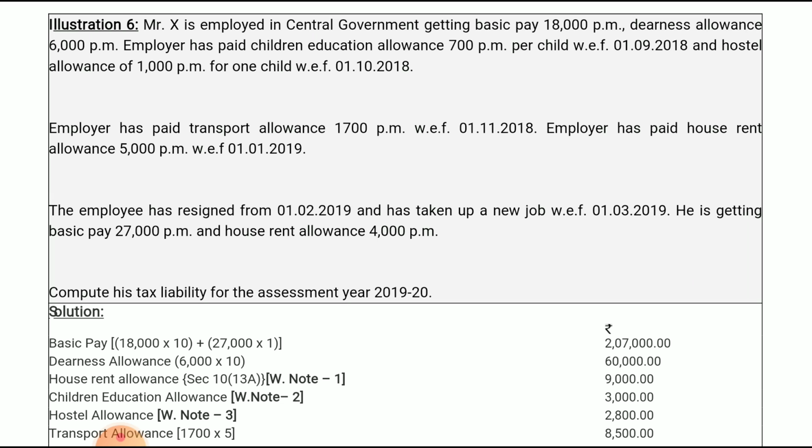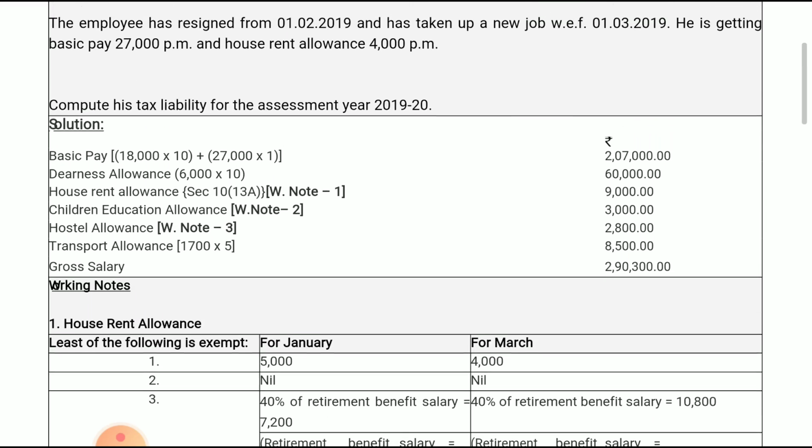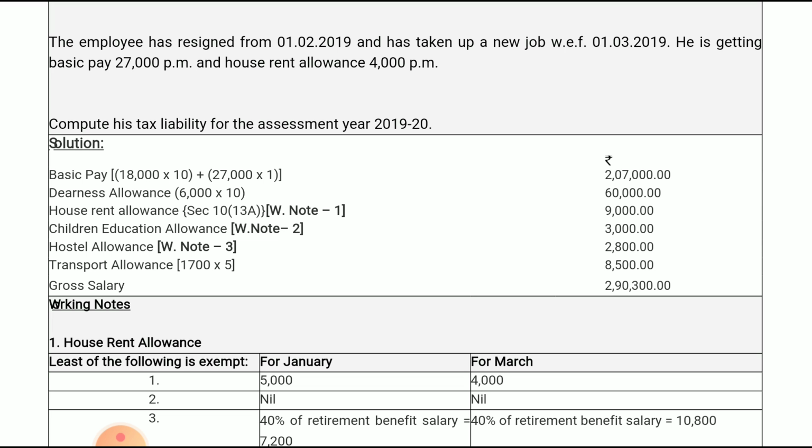Dearness allowance. DA he has got only in the first organization, that is 6,000 for 10 months. That is 60,000 rupees. House rent allowance. Now for house rent allowance, only taxable house rent allowance you have to take, which we have calculated in working note number 1. So taxable house rent allowance is 9,000 rupees. So we will take that 9,000 rupees.